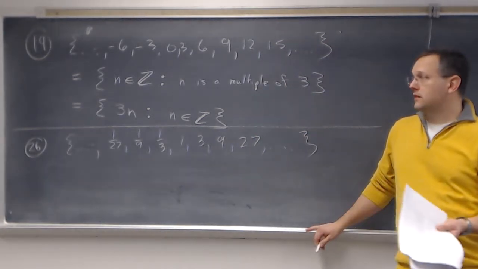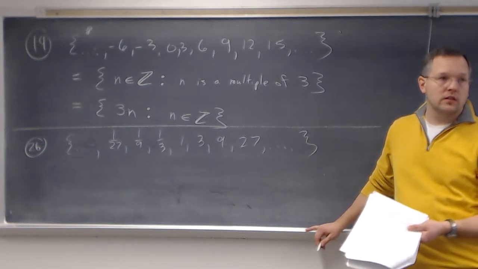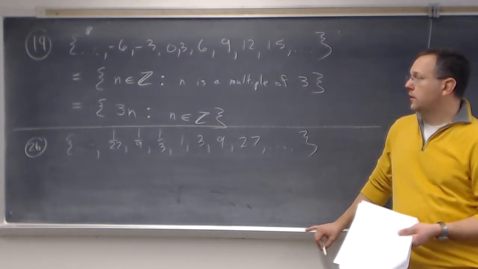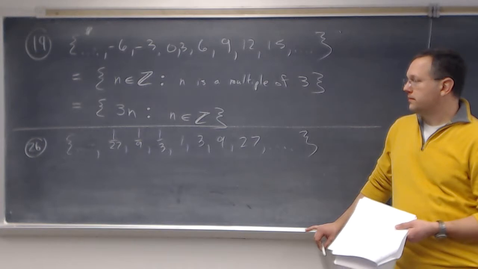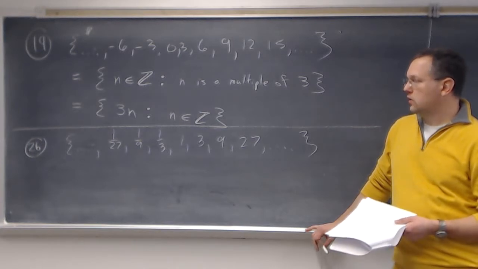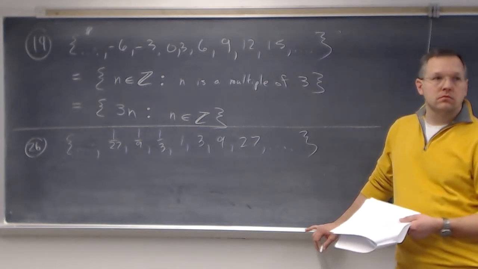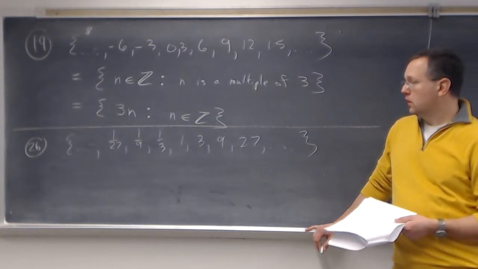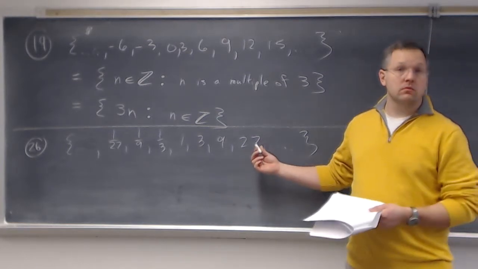The set is dot, dot, dot, 1/27, 1/9, 1/3, 1, 3, 9, 27, and so on. You probably recognize this has something to do with 3 as well. How would you describe each element of this set? 3 to the x such that x is an integer. These are all powers of 3.